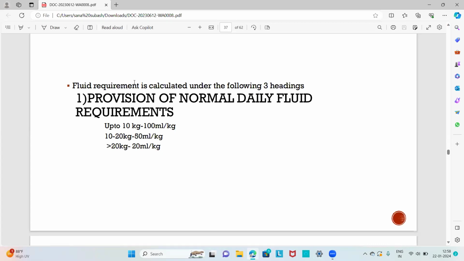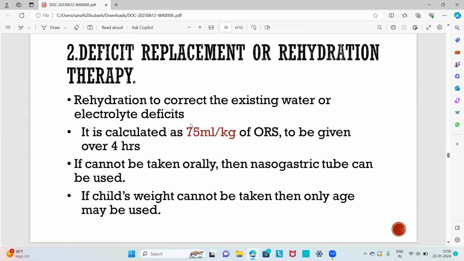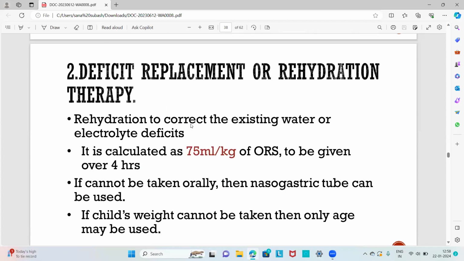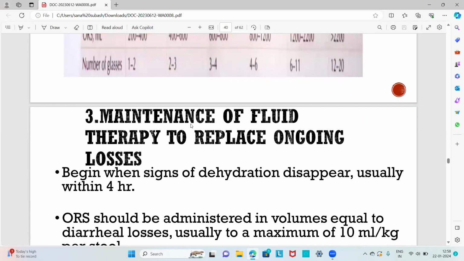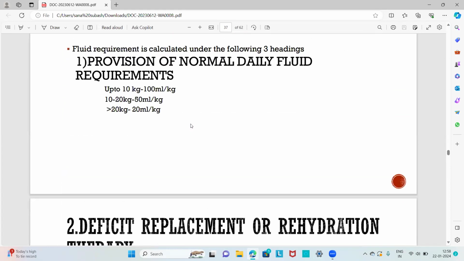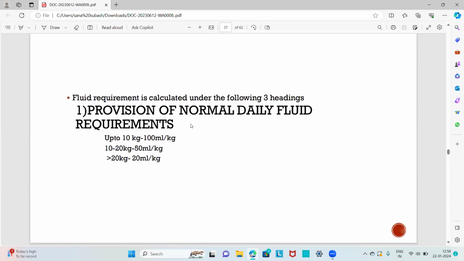The first requirement is the provision of the normal daily fluid requirement. The second is for the deficit replacement or the rehydration therapy. And the third is for the maintenance fluid therapy to replace the ongoing losses. So these are the three headings for the fluid requirement in this Plan B treatment. First is the provision of normal daily fluid requirements.